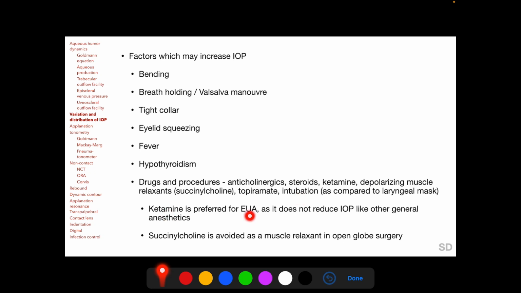Ketamine is preferred for examination under anesthesia of patients with congenital glaucoma, as it does not reduce intraocular pressure like other general anesthetics. And in open globe surgery under general anesthesia, succinylcholine should be avoided as a muscle relaxant because it increases intraocular pressure, thus tending to cause prolapse of intraocular contents.